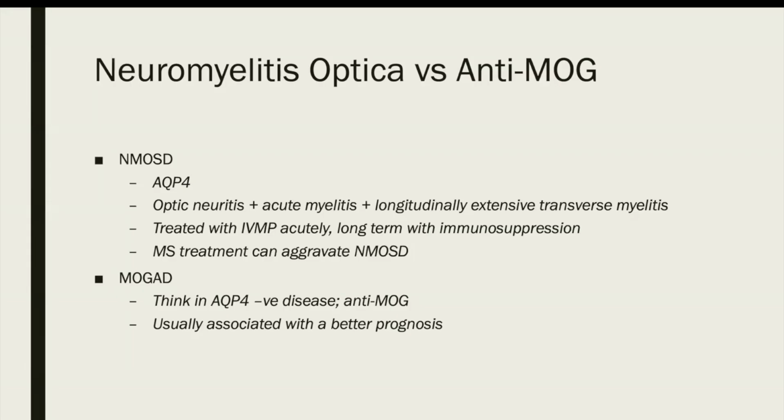So the thing to bear in mind here is that the main difference between this and your MS is that your optic neuritis is usually associated with spinal lesions, no brain lesions.